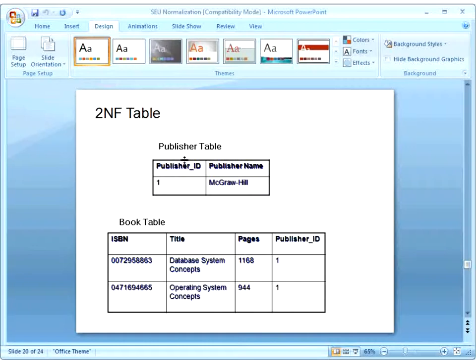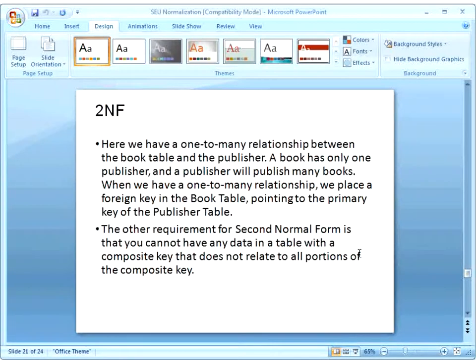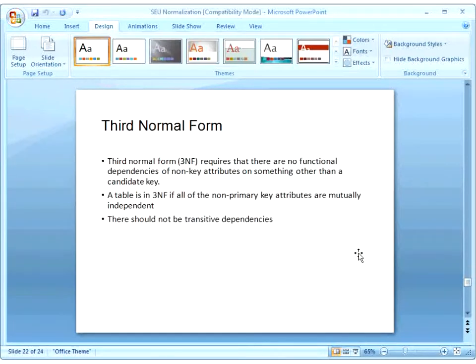One publisher can publish many books, but one book can be published by one publisher only. So keep it in mind that whenever there is a one-to-many relationship, you have to place the primary key of the one side on the many side. Now, the other requirement for second normal form is that you cannot have any data in a table with a composite key that does not relate to all portions of the composite key.